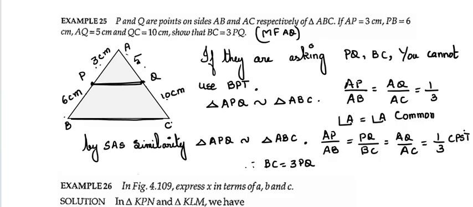Please remember the clue. In the temple gopuram, only for the sides can you use BPT. If they are linking PQ and BC, always go for similarity. Otherwise, what will they do? Sometimes they will give PQ as 5, and they will choose BC as 10. BC is not 10. BC is 15. You should not make that mistake. Okay.